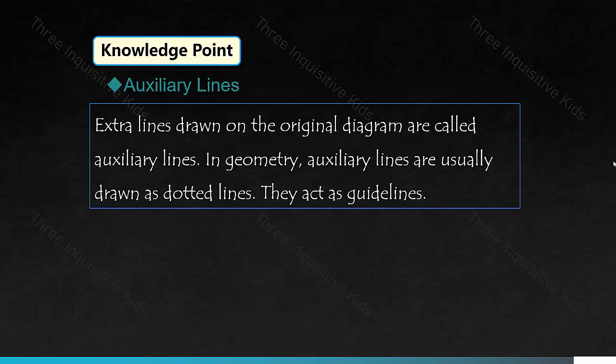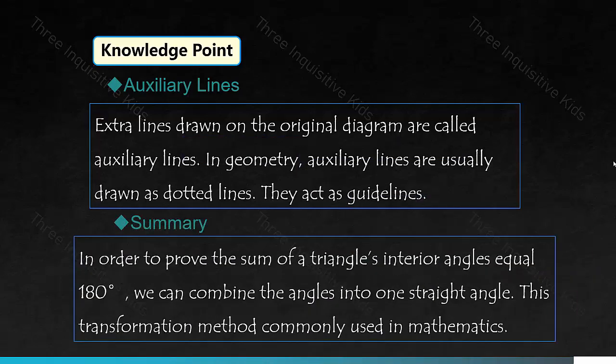And then usually they're drawn as dotted lines. In order to prove the sum of a triangle's interior angles equal to 180 degrees, we can combine the angles into one straight angle. You can see that a lot of the derivations we've looked at all include putting the three angles together to form a straight angle.